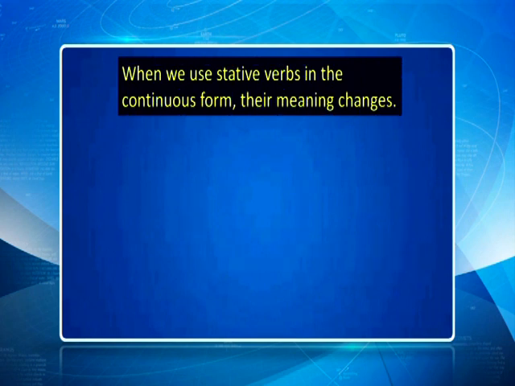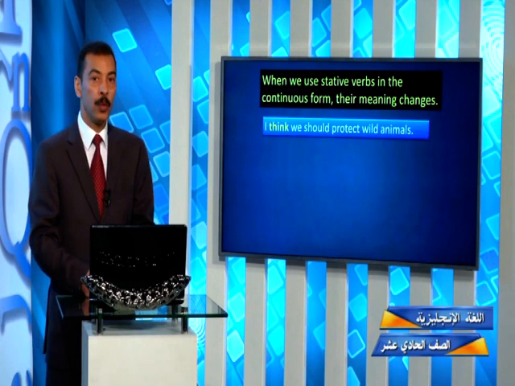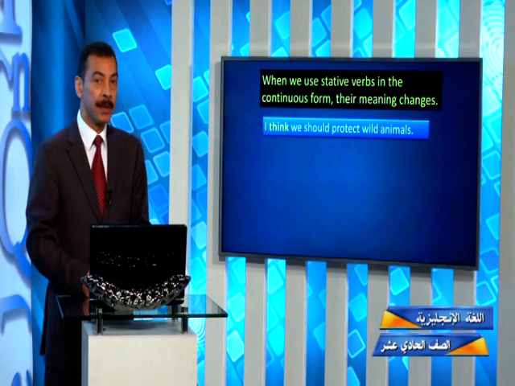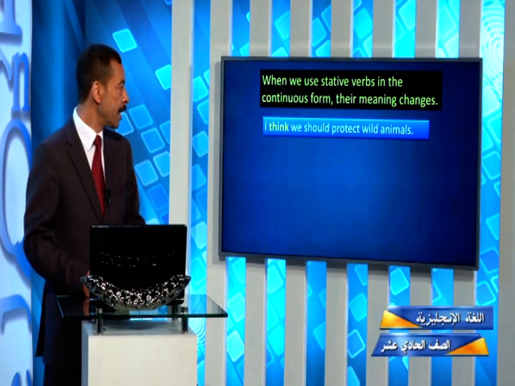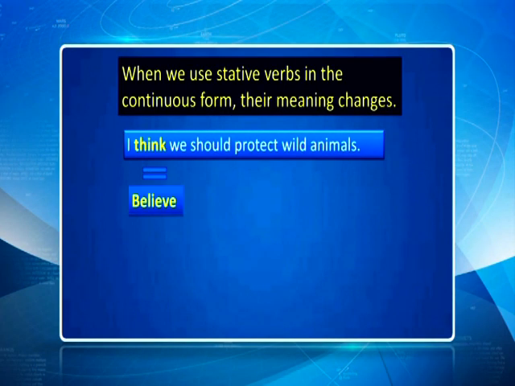But still, sometimes we can use stative verbs in the progressive form, but in this case, their meaning changes. As it is mentioned here, when we use stative verbs in the continuous form, their meaning changes. For example, if you say, I think we should protect wild animals. Here, the verb think is a stative verb and it doesn't take a progressive form. So it means simply I believe, and we consider it as a stative verb.